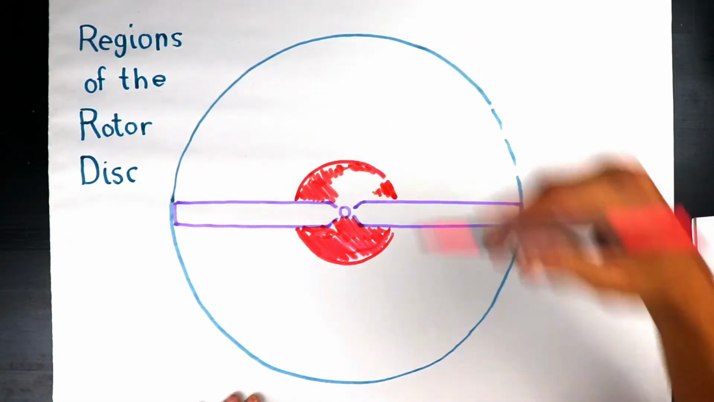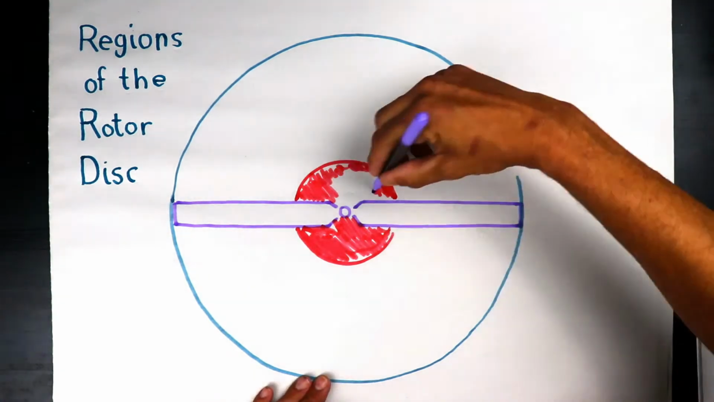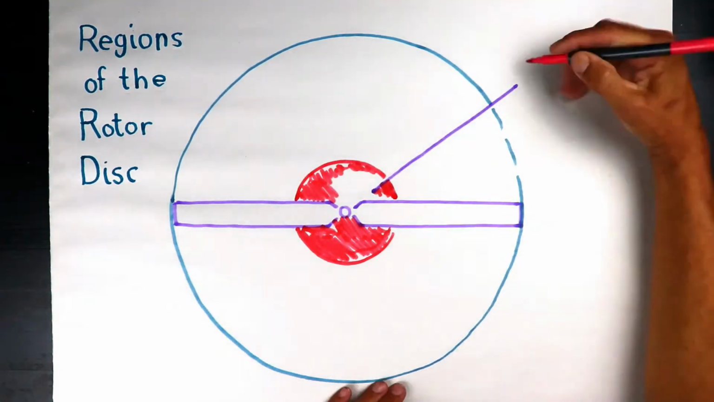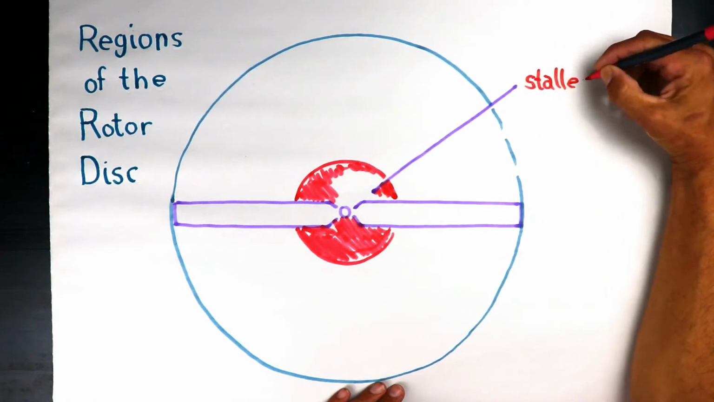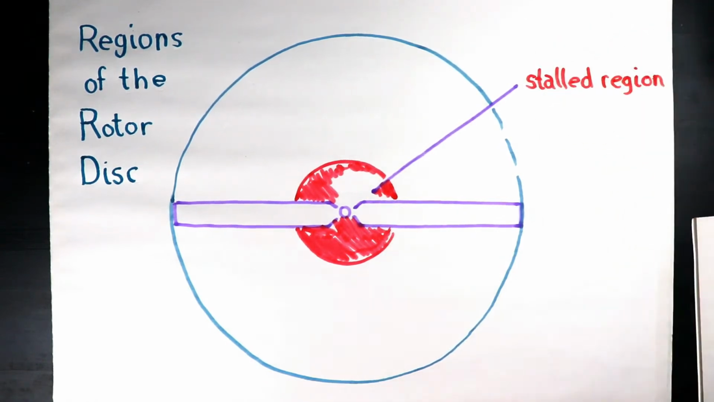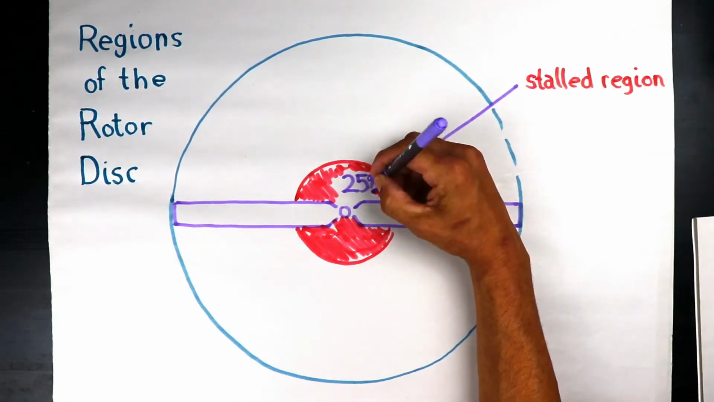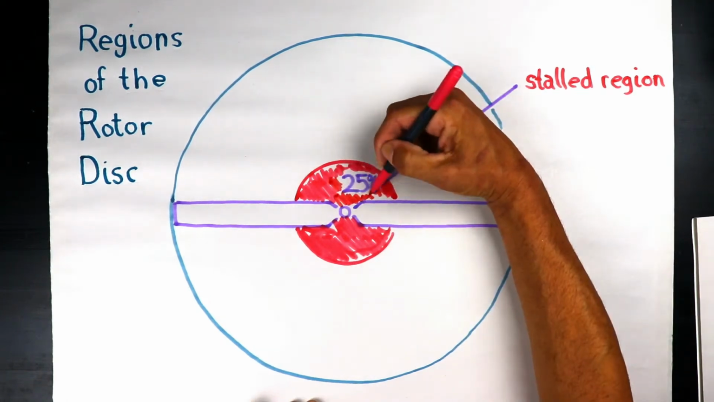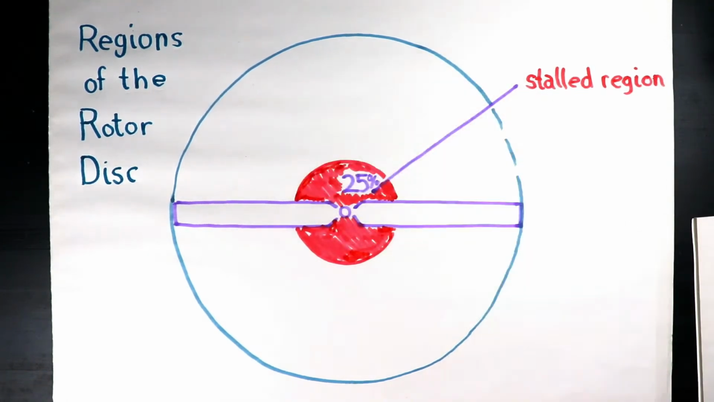For this first one, first thing we're going to talk about is the stalled region. You'll notice the stalled region is the center section of the rotor disc. This is the area where it produces a large force against rotation, which is rotor drag. Approximately 25% of the total disc area comprises this area.